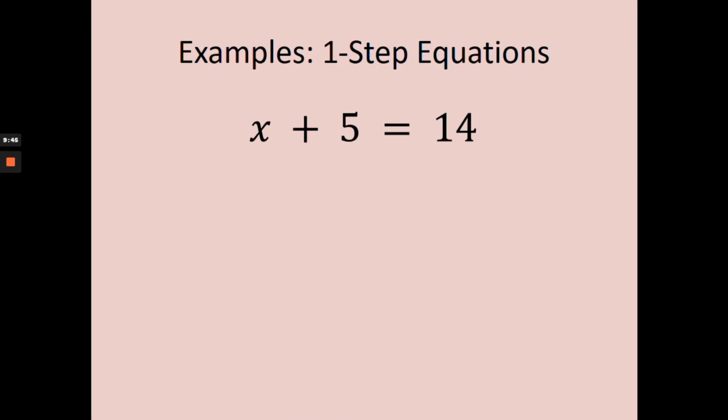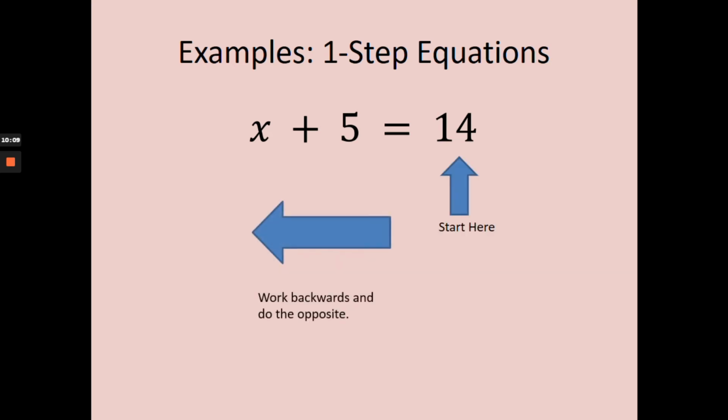Okay, well done. So here now I'm going to give you some examples of one-step equations. And these are the same as the scales that you've just done, except this time I've taken the pictures away. So this time we've got something plus 5 equals 14, so x plus 5 equals 14. We start with 14, and we work backwards and do the opposite. So 14, working backwards, so plus 5, what's the opposite of adding 5? That's take away 5. So 14 take away 5, that would equal 9.